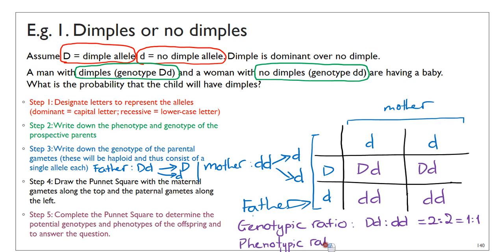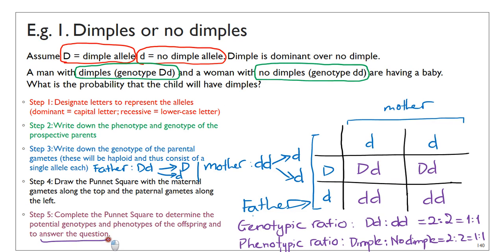Now the phenotypic ratio is when you need to be able to translate from a genotype back to a phenotype. If somebody has a genotype of capital D, lowercase d, they have dimples. And for lowercase d, lowercase d, there is no dimple. This is also going to be a 2 by 2 or 1 to 1 ratio, because 50% of these possible allele combinations is with dimples and the others is without dimples.